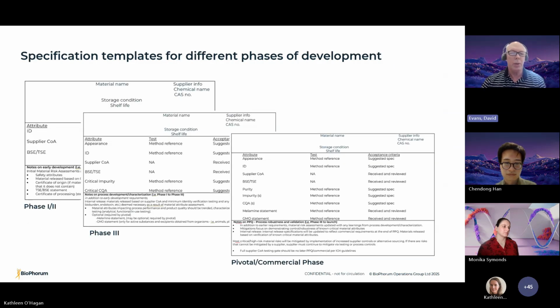Now on this slide, you see all the way to the left is your phase 1 and 2, and that's what you would want to confirmatory test on your supplier's raw materials.